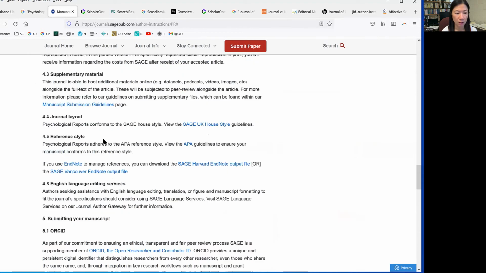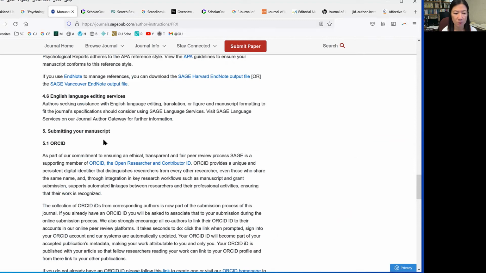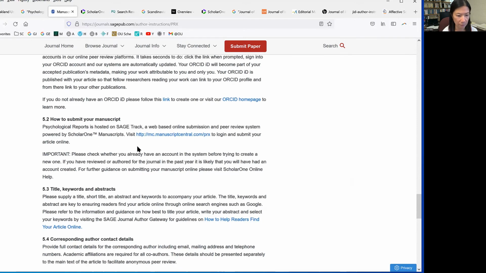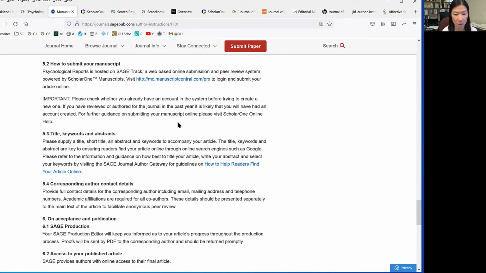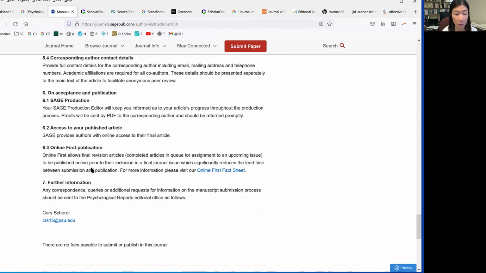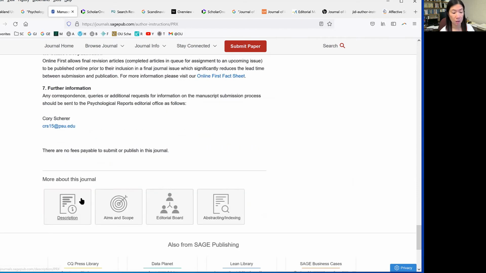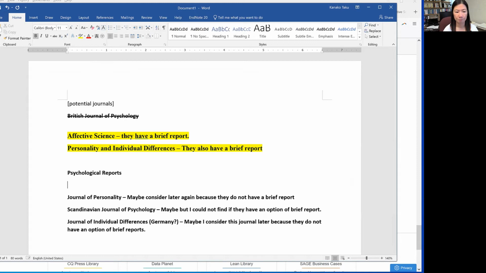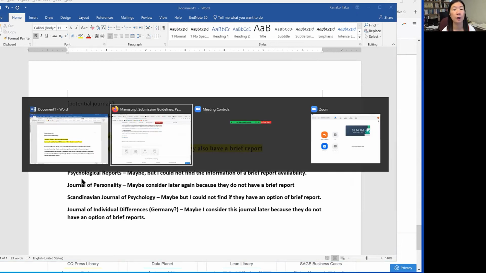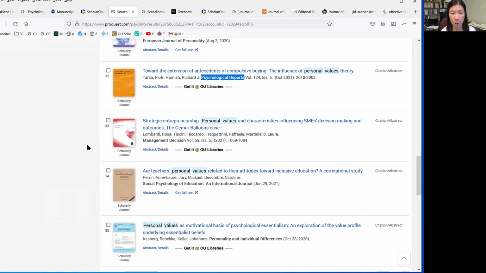Word processing. Maybe I will only see it once I move to the actual page, the one hosted on this review system, to log in. So once I log in, I may be able to actually see it. But until then, it seems like I don't have that information. At least I cannot seem to find it. That's okay. So I'm just going to say here, this one is also maybe, because I could not find the information on brief report availability. I'm going to make the notes and then maybe check later. Okay, I still have only 2 journals. I wanted to have maybe 3.